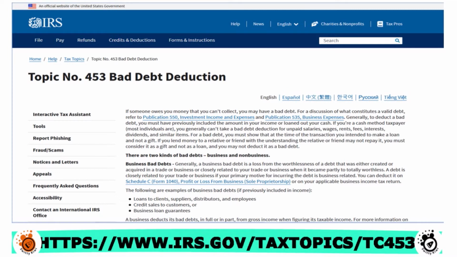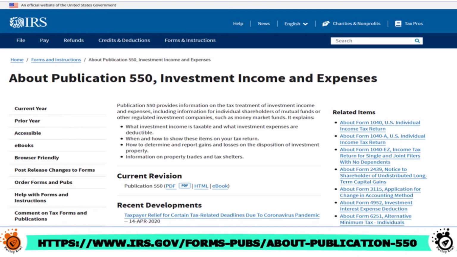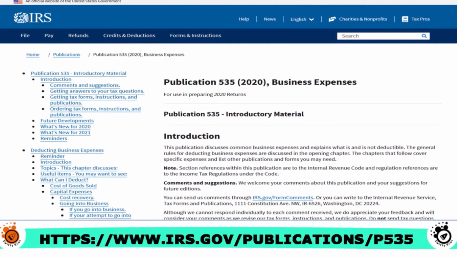So the first snapshot we have here is the topic number 453, bad debt deduction. IRS publication 550, investment income and expenses. And the third one is the publication 335, business expenses. So those are pretty good resources if you want to dig a little deeper when it comes to bad debt deductions on all corporate tax returns.